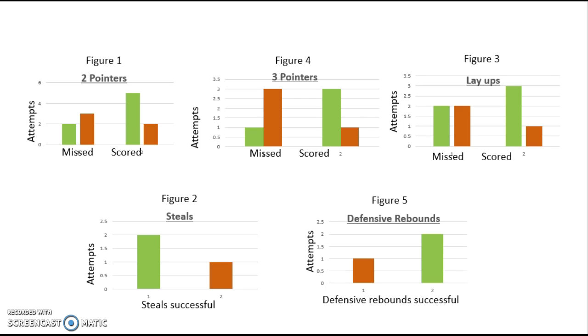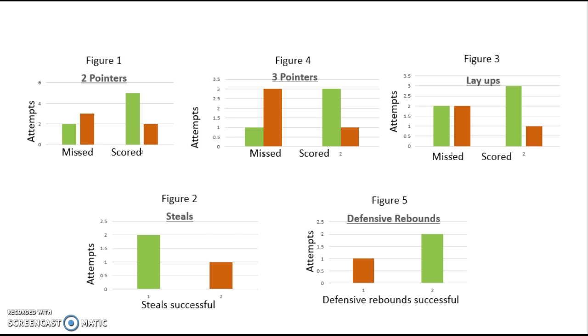We can also see in figure 2 that Ewan performed more successful steals than James. The same goes for figure 5, where we can see that Ewan was more successful with defensive rebounds. This data shows us that Ewan overall had a better game than James and performed better at my 5 performance criteria that I chose.